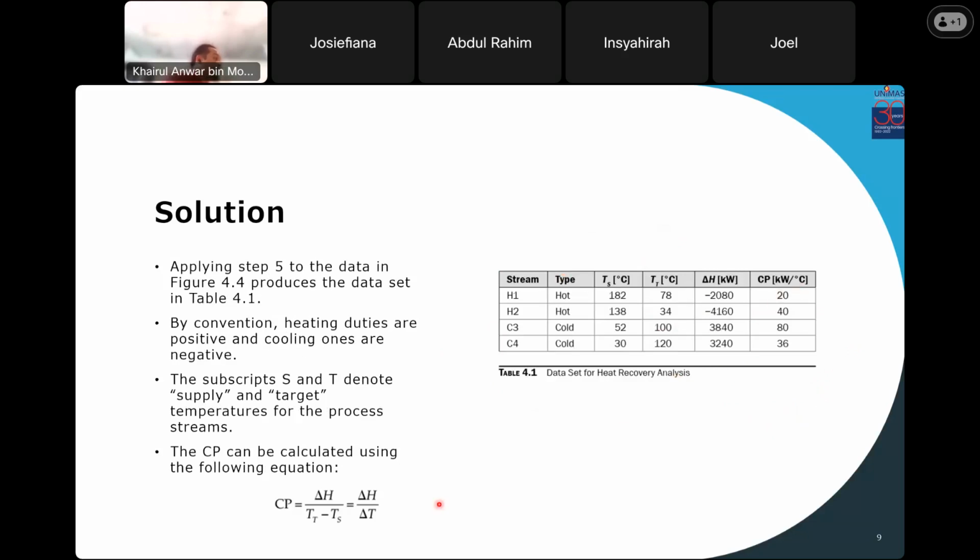So CP can be calculated by delta H over TT minus TS. So TT here is the target minus temperature supply, delta H over delta T. Delta H is normally given, or you can calculate it through CPDT, some regression. That one is an infinity value.